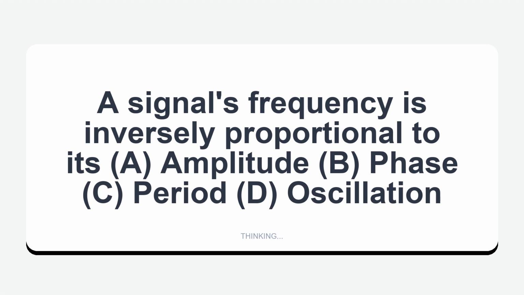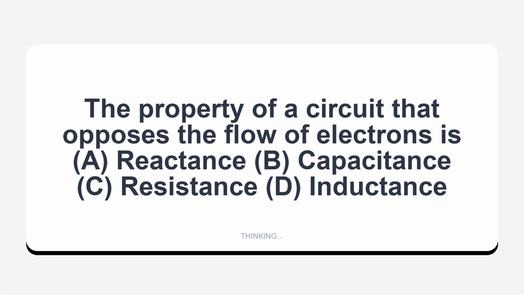A signal's frequency is inversely proportional to its A. amplitude, B. phase, C. period, D. oscillation. C. The property of a circuit that opposes the flow of electrons is A. reactance, B. capacitance, C. resistance, D. inductance. C.